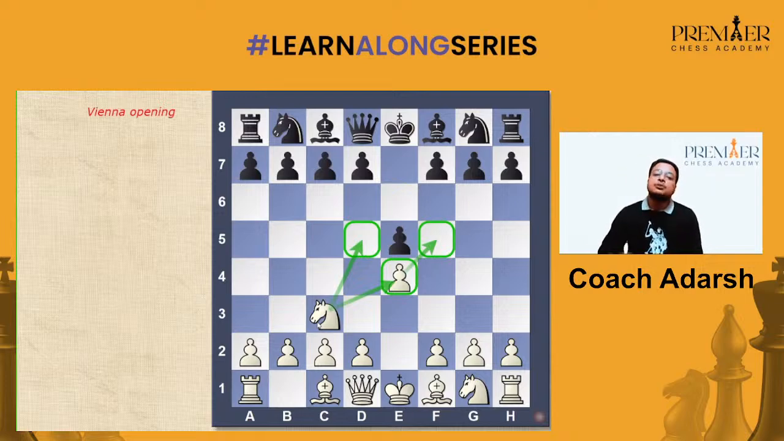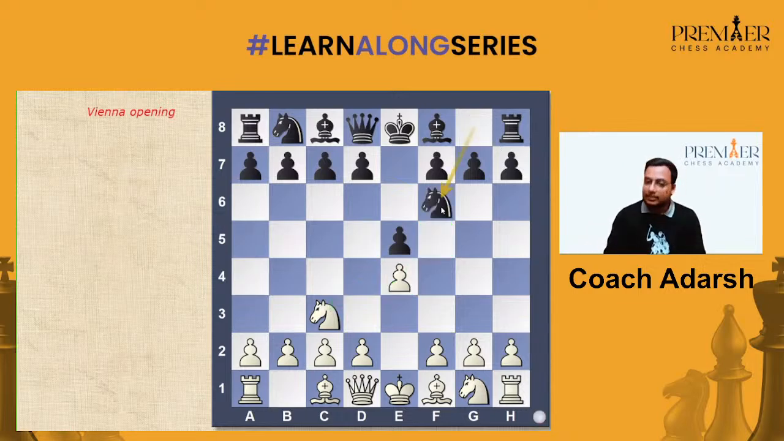And here your opponent will most probably play the reverse move, that is knight f6, attacking your pawn. So this looks very normal in the opening.